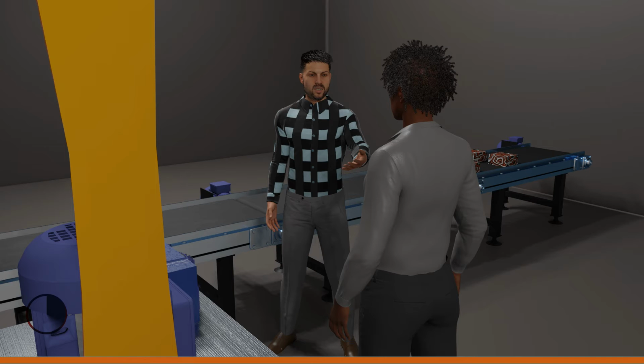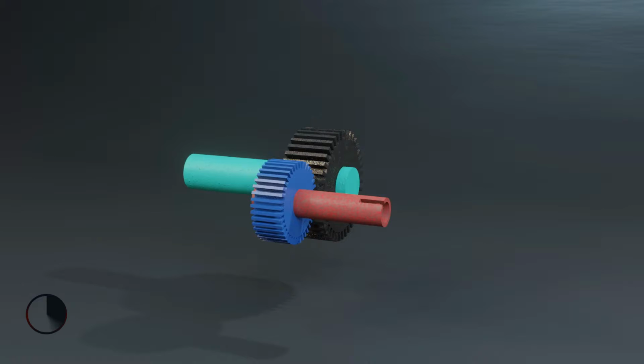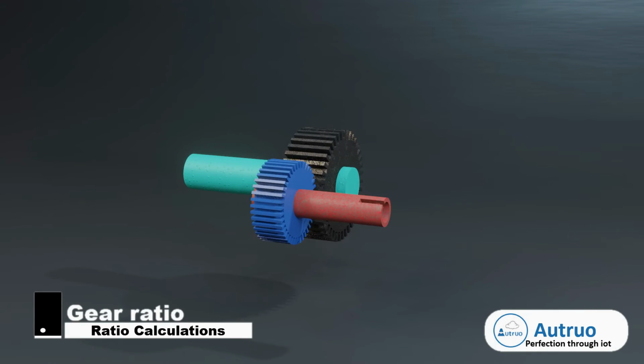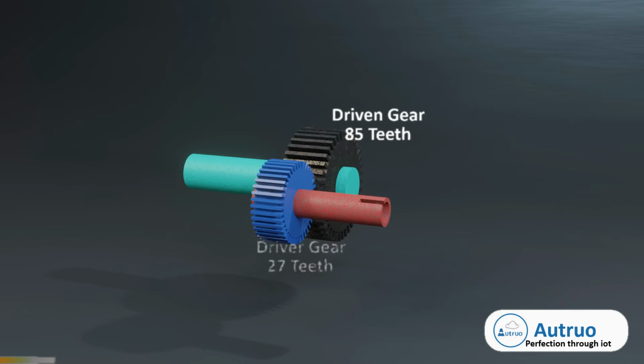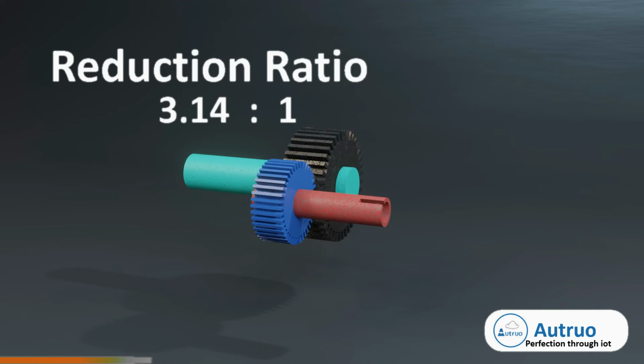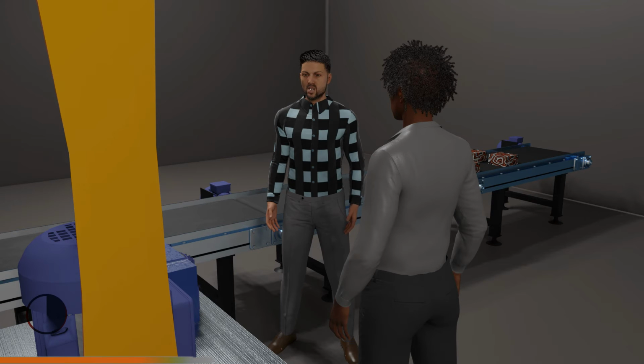And it is on these bases that gears come in ratio, and this ratio is based on the calculation of the teeth of the two gears. That is, if the driven has 85 teeth and the driver has 27 teeth, then the ratio between both is 3.14 to 1. This ratio will determine the speed of the load.